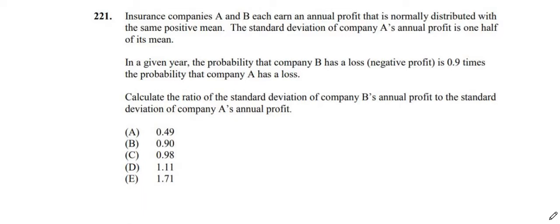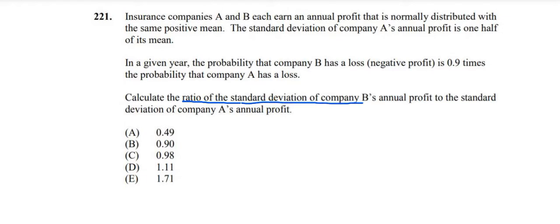Okay, for this problem we want to calculate the ratio of the standard deviation of company B's annual profit to company A's profit. So we let B be y and A be x. We want to find sigma y over sigma x. So what are x and y?